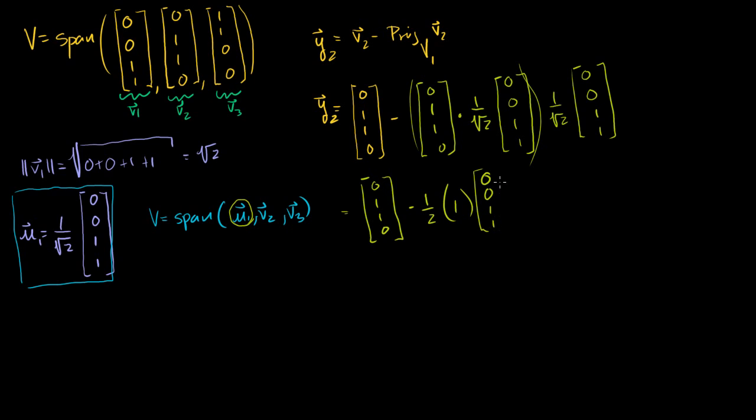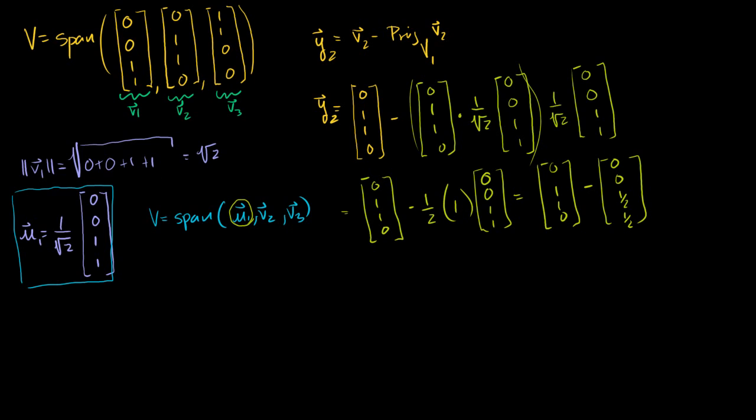Write that a little bit neater. So this is just going to be equal to 0, 1, 1, 0 minus 1/2 times 0 is 0. 1/2 times 0 is 0. Then I have 2 halves here.